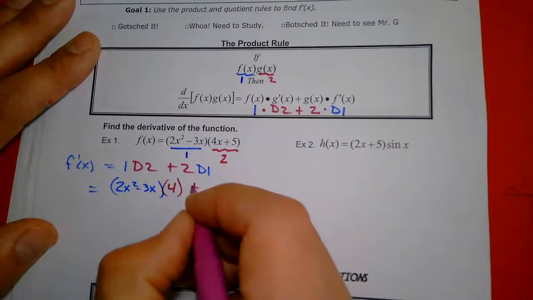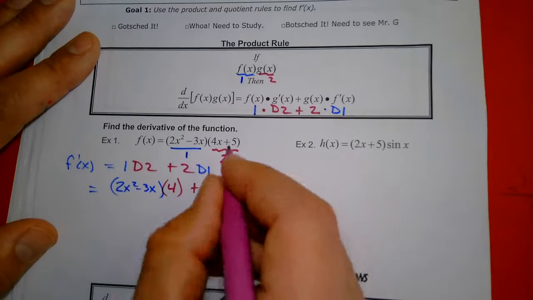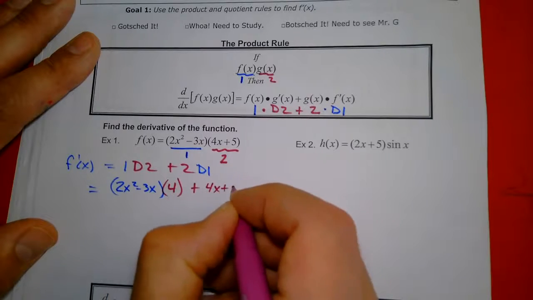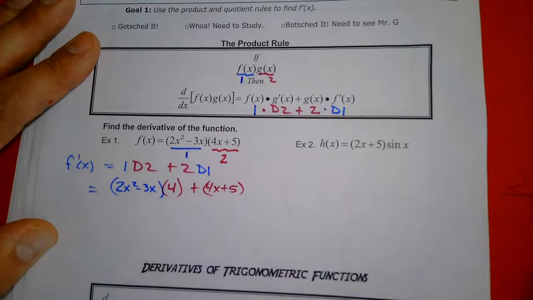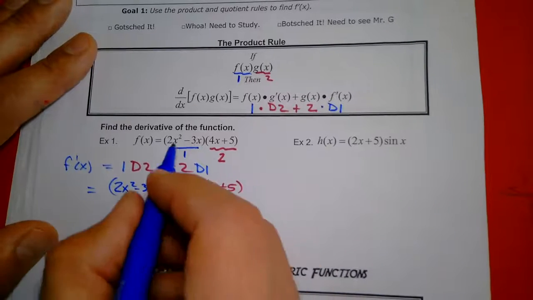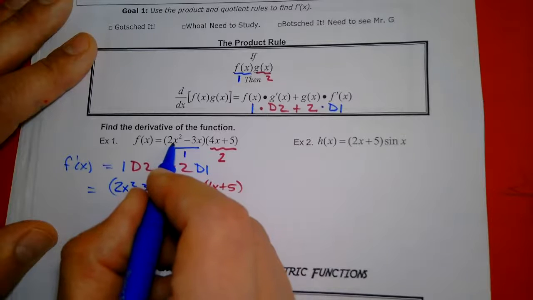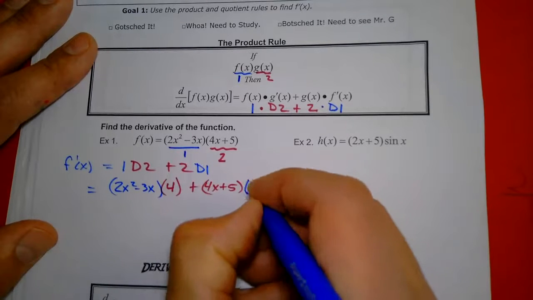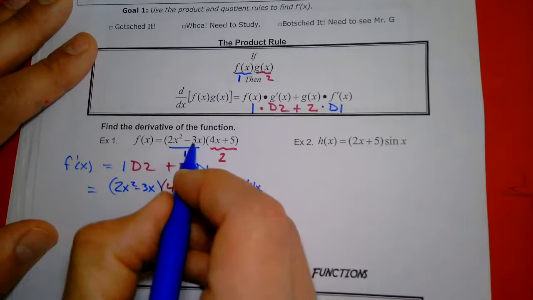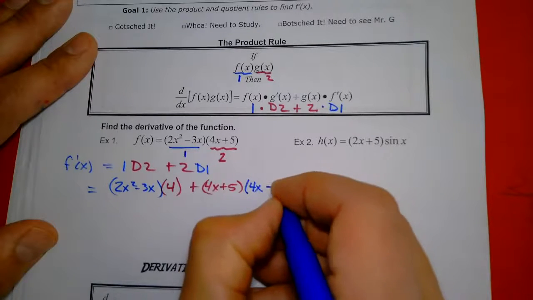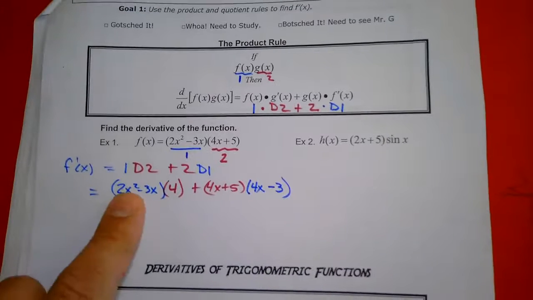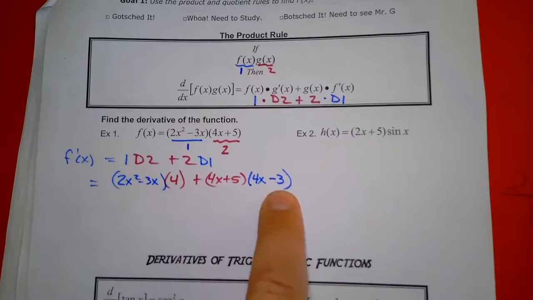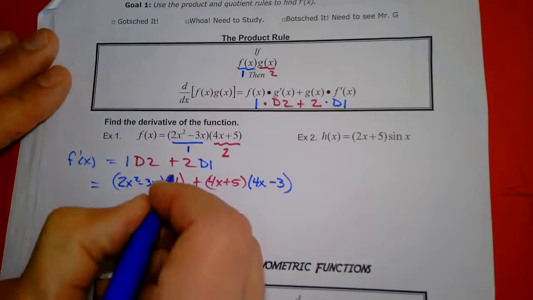Then I take plus the second one, which is 4x plus 5, times the derivative of the first. What's the derivative of 2x squared? 4x. What's the derivative of negative 3x? Just negative 3. So 1d2 plus 2d1. I take the first one times the derivative of the second plus the second times the derivative of the first. And now it's just algebra, right? So do a little algebra, do a little distributing.